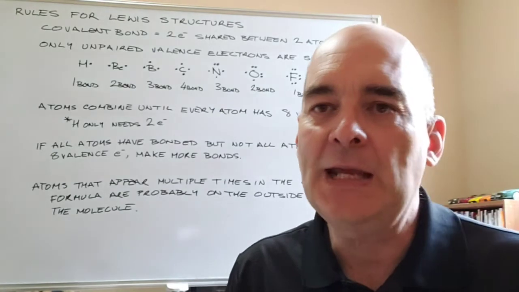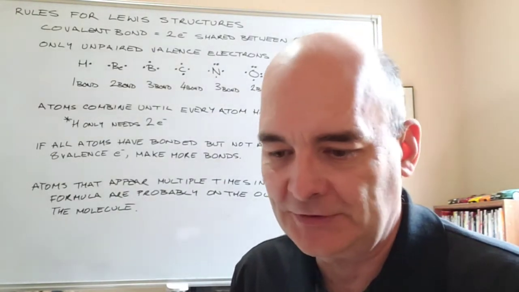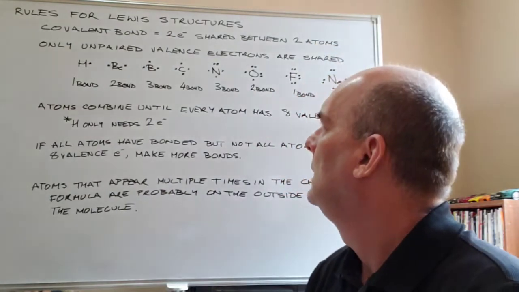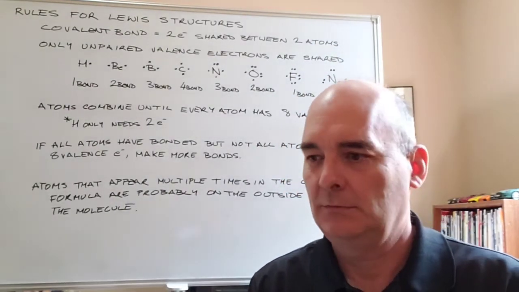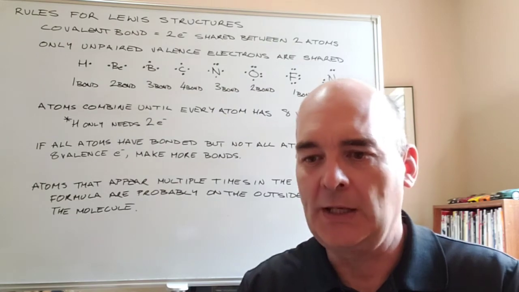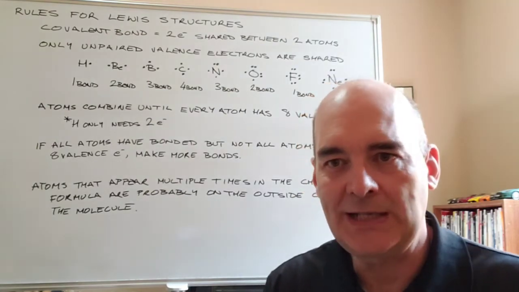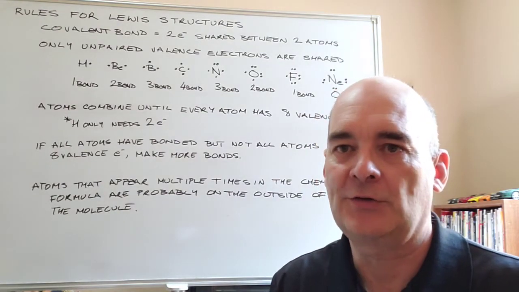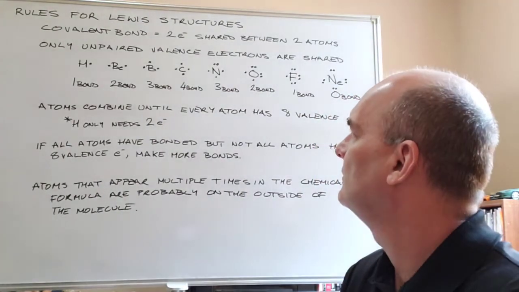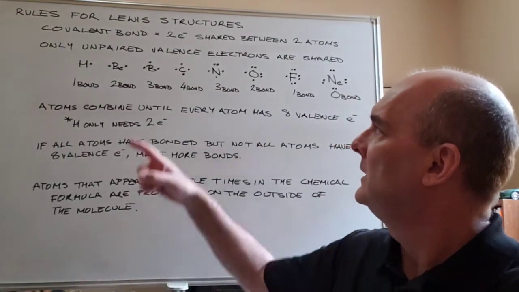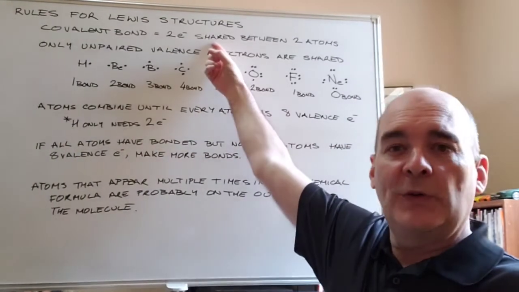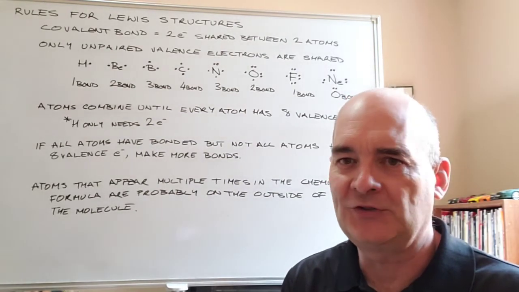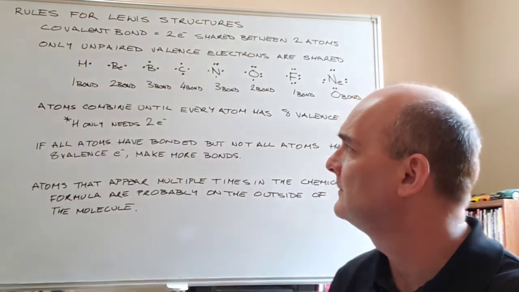So we're going to take those Lewis symbols and construct them into Lewis structures. A Lewis structure is symbolically atoms stuck together into a molecule by sharing electrons. So here are some rules. A covalent bond is two electrons shared between two atoms. Remember that definition, it's very important. A covalent bond is two electrons shared between two atoms.